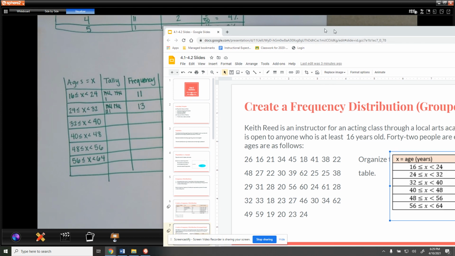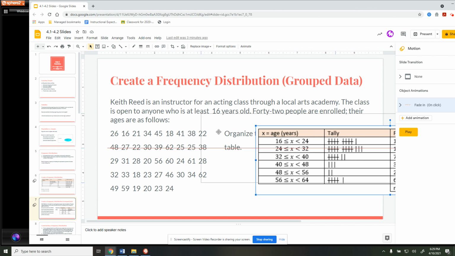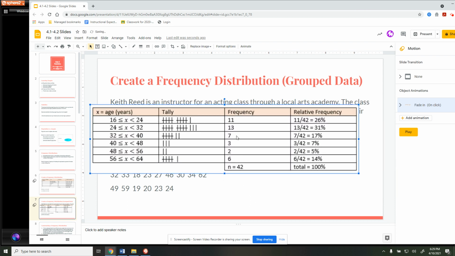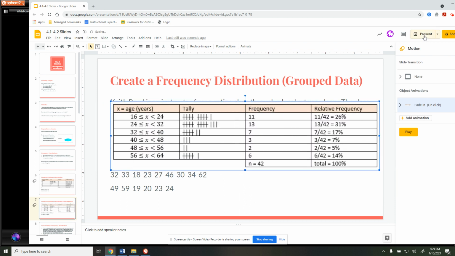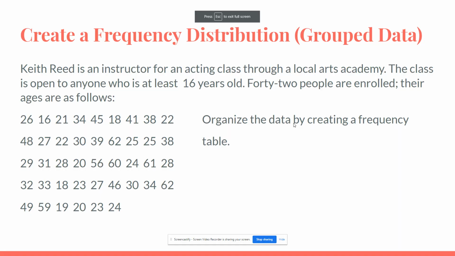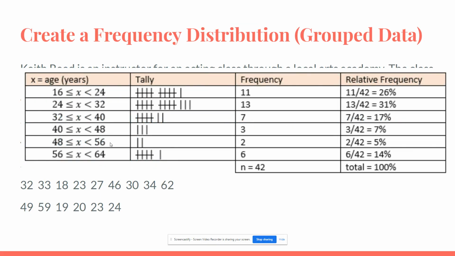Okay, so I'm going to go back and just show you the completed table. Here is that completed table. All right, so it's all about the grouping. So then for the next one, we'd only have 7 people, 3, 2, and 6. We add all of these up, our frequencies, then we have 42 total. And so then we can find our relative frequency. So 11 out of 42, that's our frequency divided by our total. 26% of the people in class are the age 16 to 24.